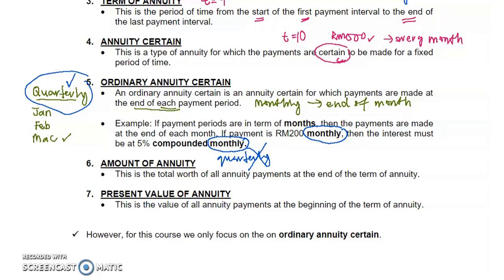Okay, amount of annuity. This is the total worth of all annuity payments at the end of the term of the annuity. In the previous topic, this is actually value S. Present value of annuity. This is the value of all annuity payments at the beginning of the term of the annuity. So present value is actually the principal. Based on the previous topics, simple interest, compound interest, and promissory note, for present value we use the symbol P, right? The same concept, but in the annuity topic, for present value we use the symbol capital A. The concept is still the same.